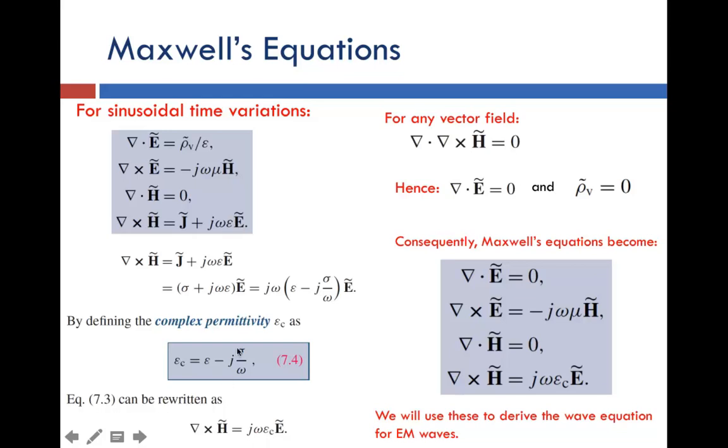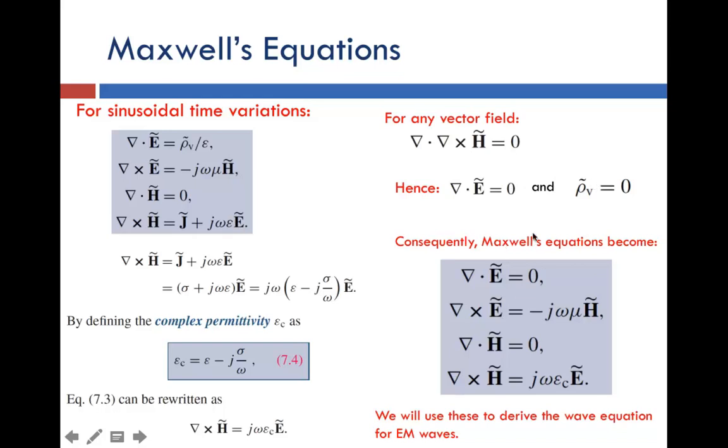Now you'll note that if sigma, the conductivity, goes to 0 and we have a perfect dielectric, then the complex permittivity becomes a real number. Now as you recall, for any vector field, the divergence of the curl is equal to 0. Maybe you don't recall that, so I'll remind you. For any vector field, the divergence of the curl is equal to 0. And so because j omega epsilon C E is equal to the curl of H, the divergence of E is equal to 0, and hence any volume charge is equal to 0.